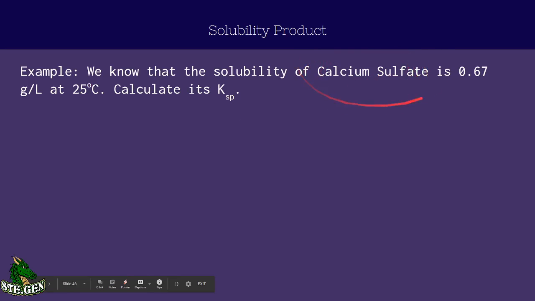Calcium sulfate is not completely soluble. It will dissolve in water, but it won't dissolve completely. We know that for every 1 liter of water that you have, you could dissolve 0.67 grams at 25 degrees Celsius. So we want to use that information to calculate Ksp.